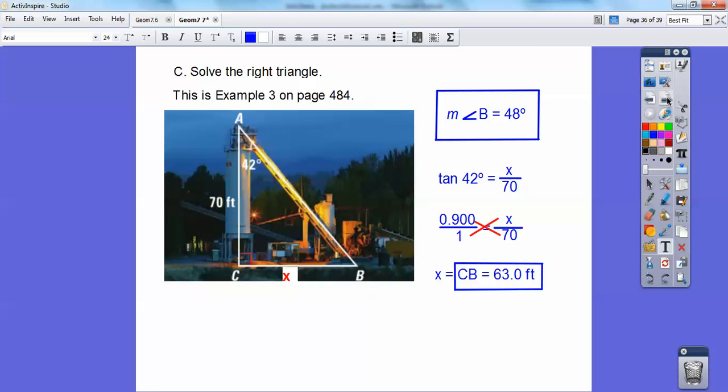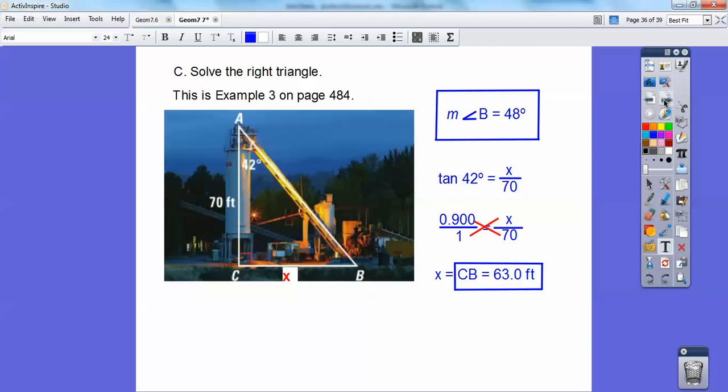CB equals 63, and make sure you answer it in terms of the context of the problem, 63 feet. Then you could use the Pythagorean Theorem: 63 squared plus 70 squared equals this side squared, and I think I called it y. But I didn't do the Pythagorean Theorem, you guys. Since I know this angle right here, I did a cosine ratio with the 70, and I called this piece y.